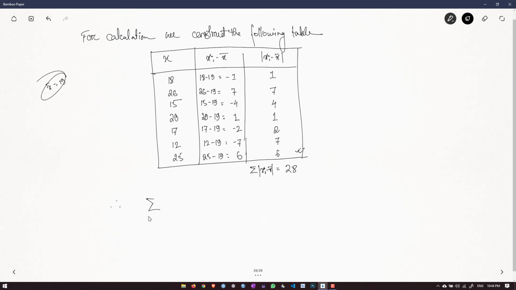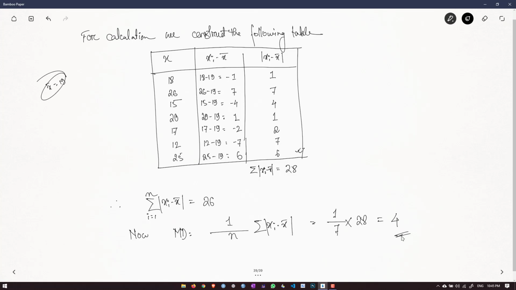Therefore, summation i goes from 1 to n of |xi minus x bar| is equal to 28. Now, mean deviation is 1 by n summation |xi minus x bar|, right? So what is n? n is the number of observations. Here in this case we have 7 observations. So 1 by 7 into 28 is equal to 4. So that means we found out that the mean deviation about mean is 4.